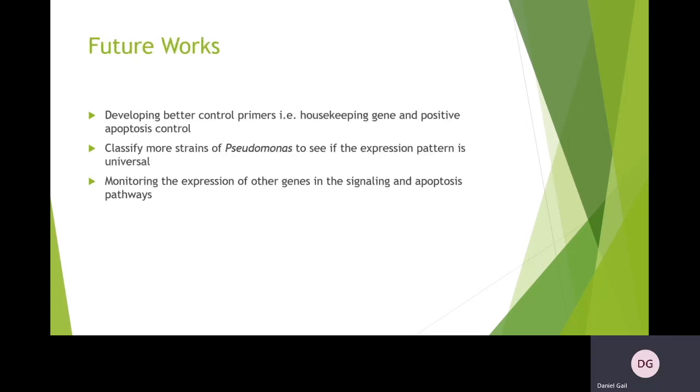In the future, it would be exciting to repeat the study with better controls, like a housekeeping gene with primers that worked, and a control that shows upregulation of SED3 in situations where apoptosis should occur. It would also be nice to see more strains of bacteria classified to see if the expression pattern is universal or if it's just for these 2 strains. The study would also benefit from monitoring the expression level of other genes in the signaling and apoptosis pathway in order to shine more light on the exact pathway that is taking recognition to cell death.